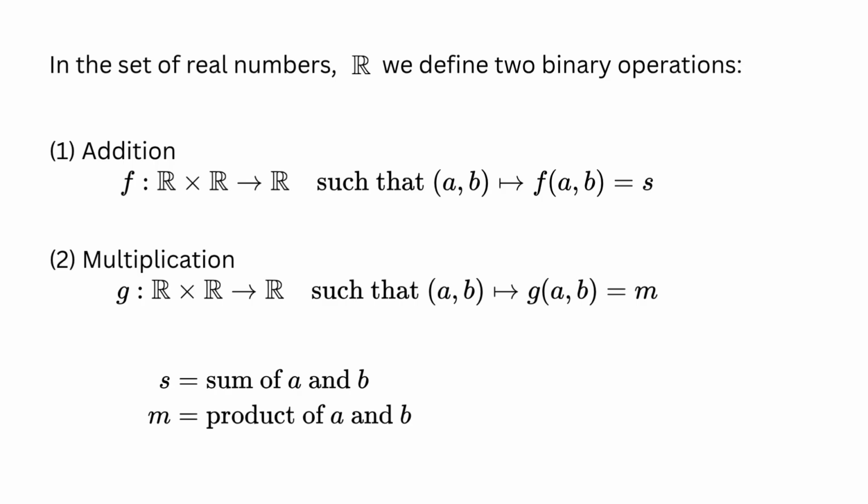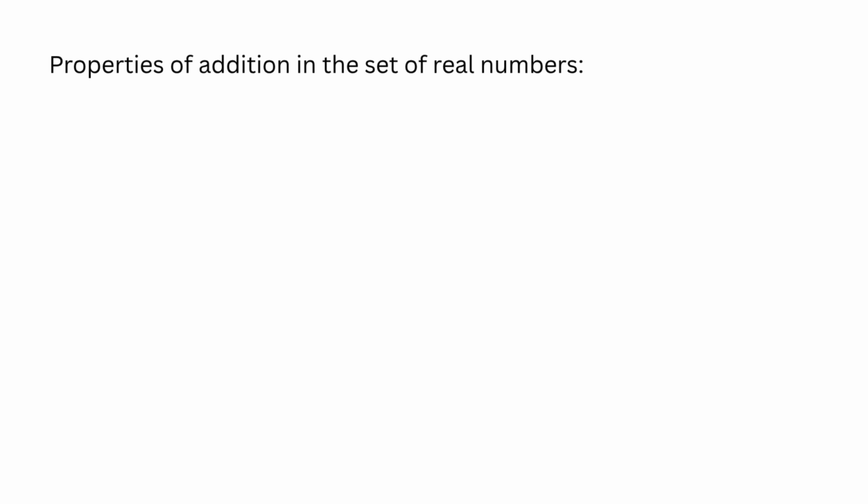The result is the standard operations of addition and multiplication as you know them. Also, as you know very well, instead of using the standard notation of functions, S and M are simply indicated by a plus and a dot between the two elements A and B. Let's look at the addition first. It has the following four properties.